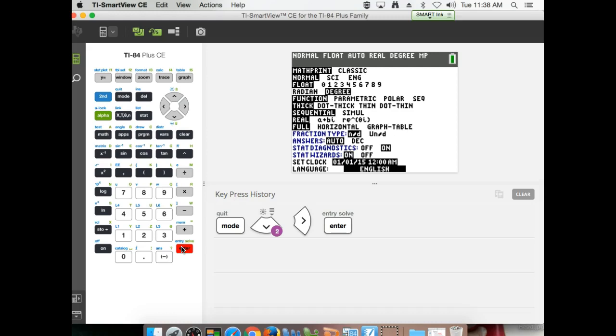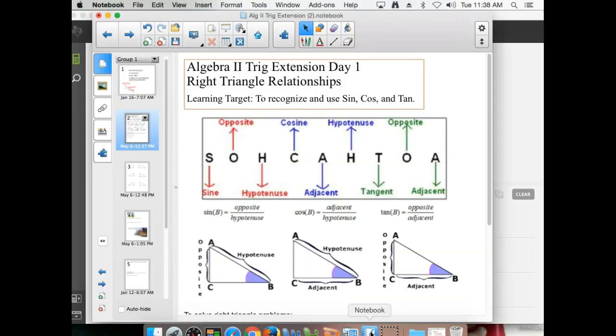Now we're going to be using sine and cosine and tangent. Those are the buttons right here. These are the ones we're going to be using the entire time on our calculator. Your calculator is going to be doing a lot of the work for you today, which is really nice. All right, so let's begin. A lot of this should be a review of what we have done in geometry.